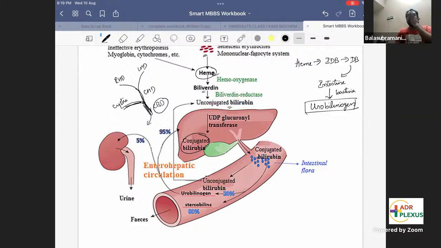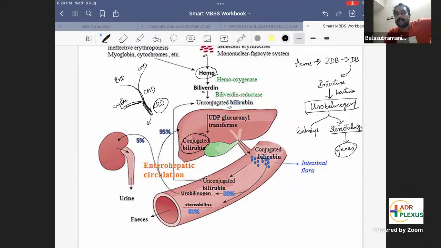Urobilinogen. Now, this urobilinogen has two fates. It can go to the kidneys and be excreted in the urine. Okay, understood? When it's exposed to atmospheric air, it becomes urobilin. Or it can give rise to another compound called stercobilinogen. This stercobilinogen will enter into the feces.